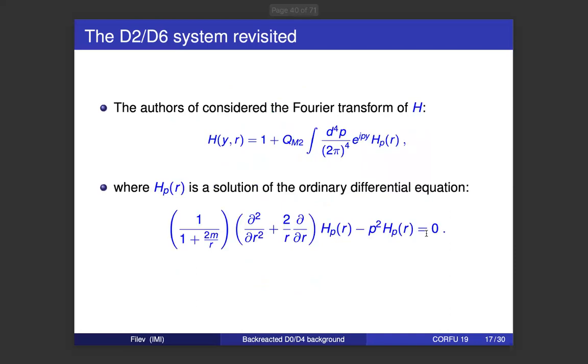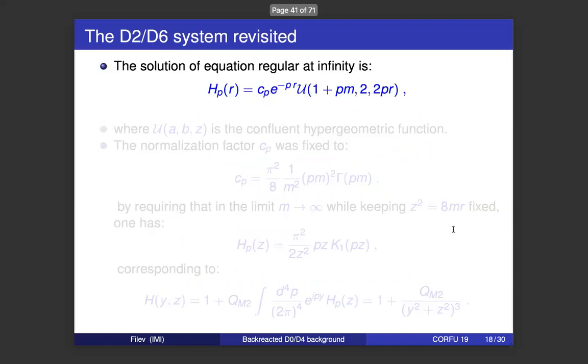This is your equation, and that equation appears somewhere in the classical literature as the Schrodinger equation, as you may expect, with a Coulomb potential. Now, it has a solution, and the solution is given in terms of the confluent hypergeometric function. This is the regular solution. It also has an irregular solution. So this is it at infinity.